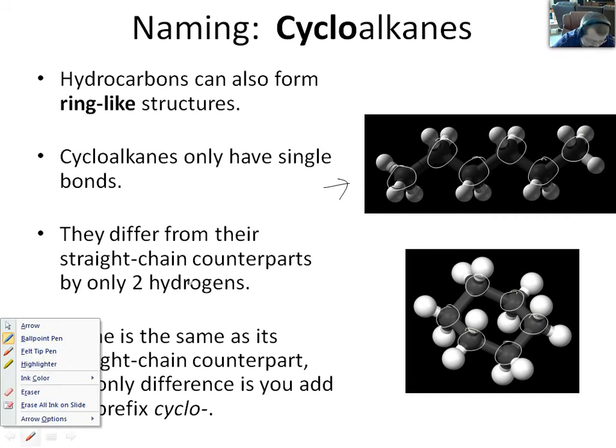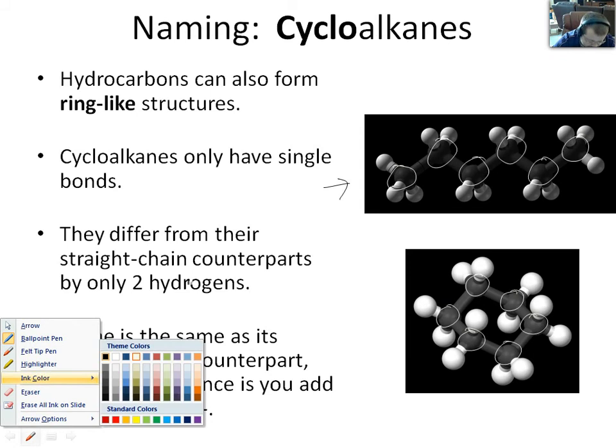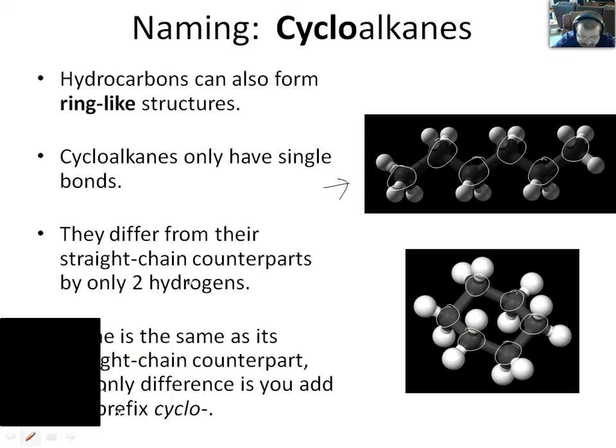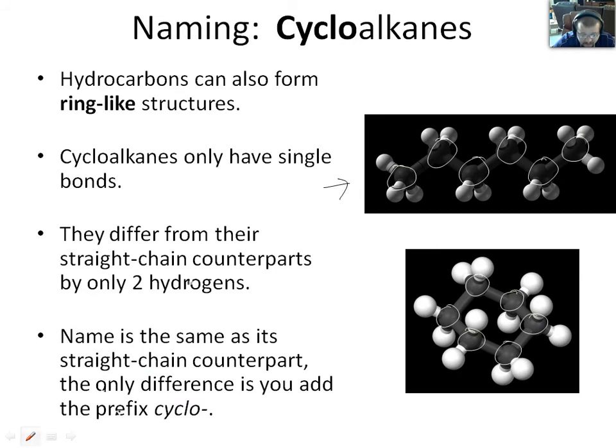A cycloalkane is in a cycle. Now, we could call it a circle, but that's a little bit of a misnomer because cycloalkanes can look like squares, they can look like triangles. The idea is that they are a closed shape. They're not a straight chain. Instead, they're going to be some form of closed shape like those that I'm drawing right now.